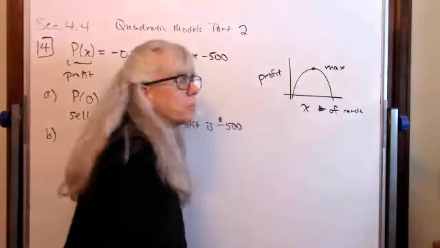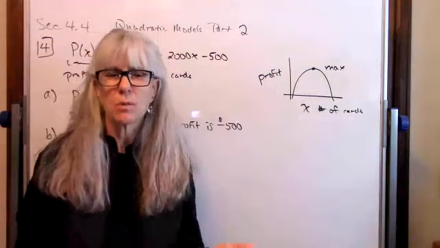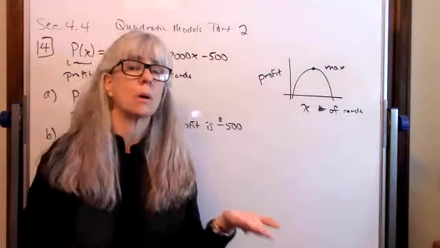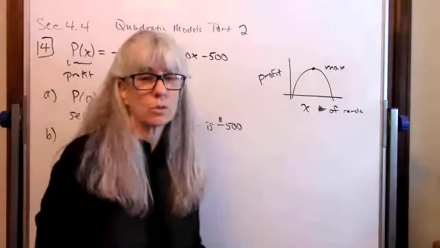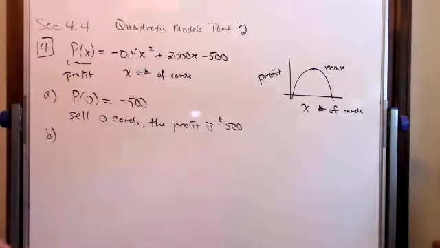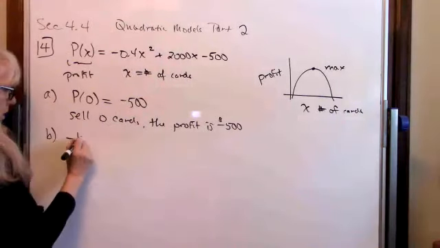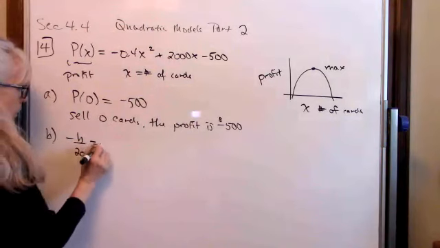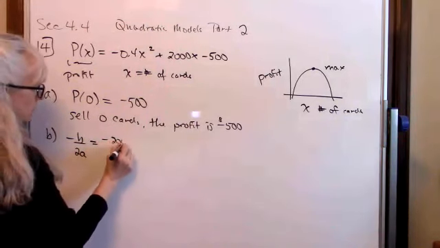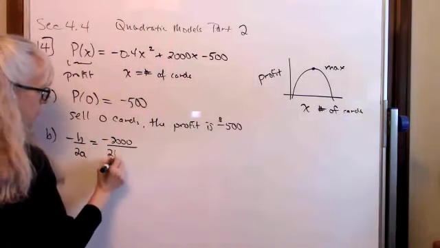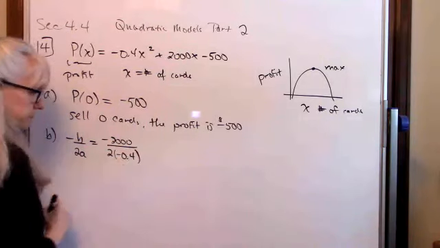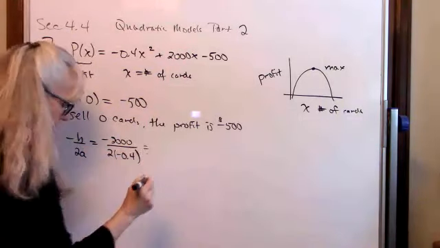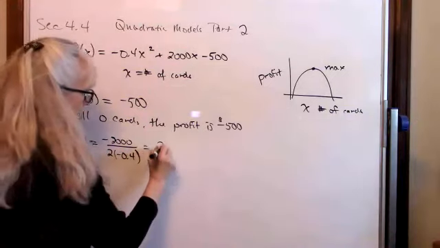Again, this is going to help you because when you do that negative b over 2a, you get two numbers out of that. What do those two numbers mean? That's what we're trying to figure out. Here's what those two numbers mean. Okay, so we're going to do our negative b over 2a to get the maximum. So that would be a negative 2,000 all over 2 times a negative 0.4. The negatives will again cancel out, and you should end up with 2,500.